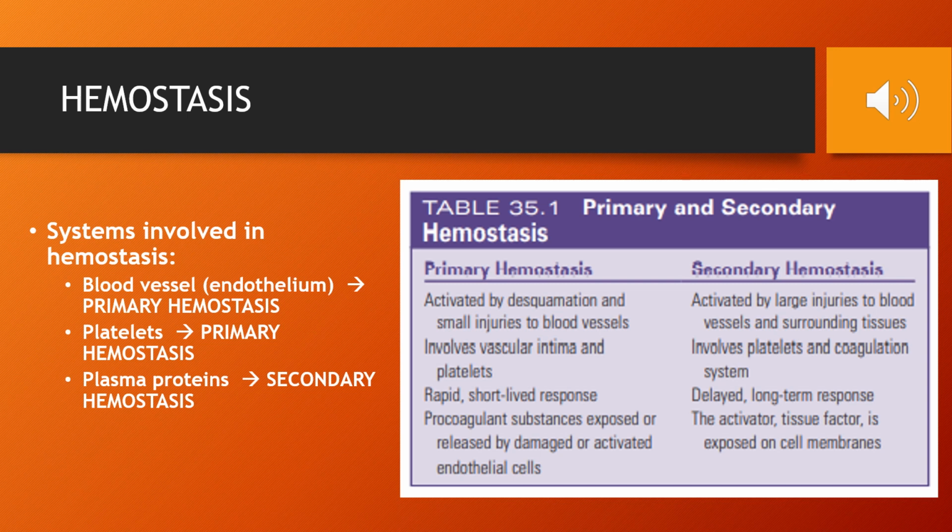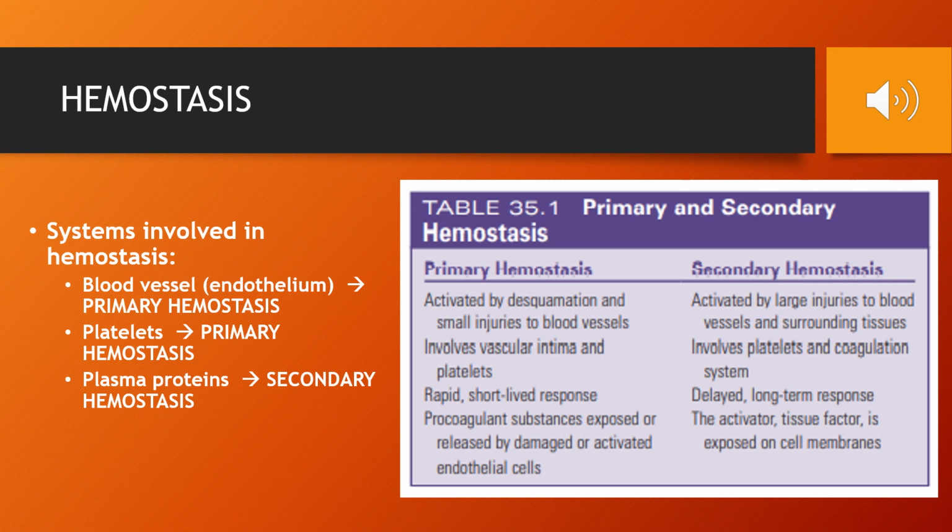So here you can see a table just comparing primary and secondary hemostasis. So primary hemostasis is activated by desquamation and small injuries to blood vessels, while secondary hemostasis is activated by large injuries. Okay, so primary hemostasis would involve vascular intima and platelets. But it's also important to note that although it's associated with primary, it is also associated with secondary hemostasis. So all this system would interact in the early and late hemostatic events. Okay, so primary is rapid and short-lived, and then procoagulant substances exposed or released by damaged or activated endothelium.